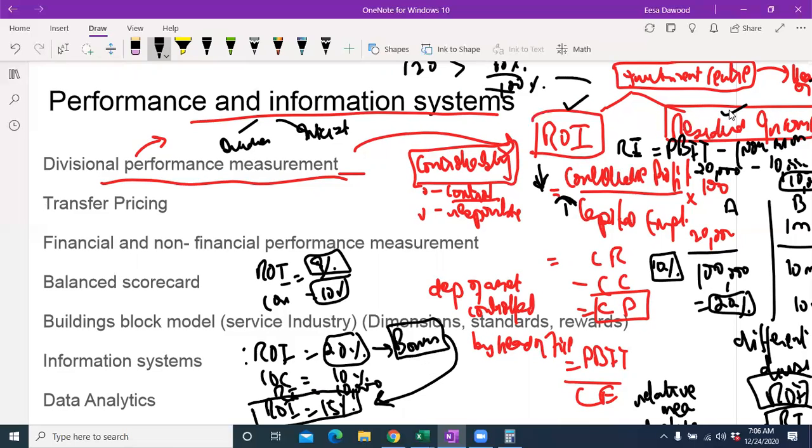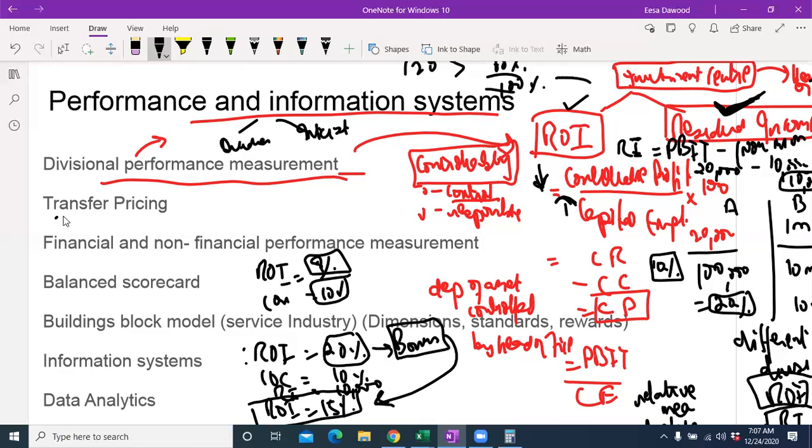So when you want to appraise a manager, you want him not to take any decision which won't be in the best interest of the shareholder, won't be in the best interest of the company. So to discourage dysfunctional decision making, it is better to take the performance measure of residual income rather than ROI.